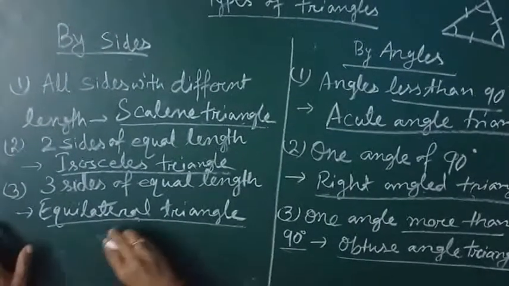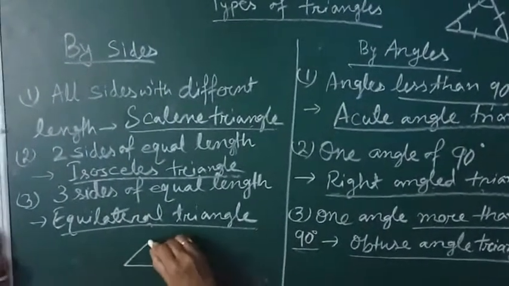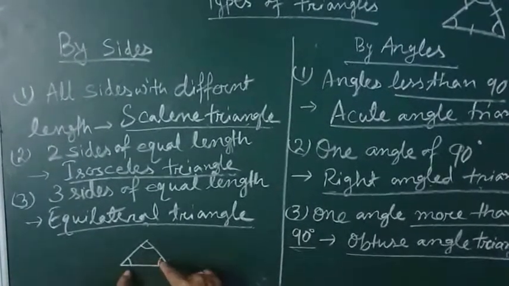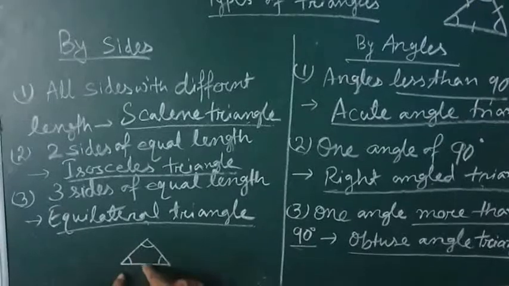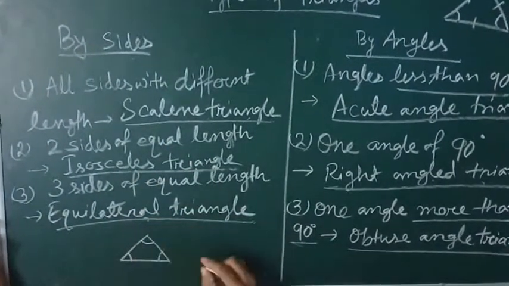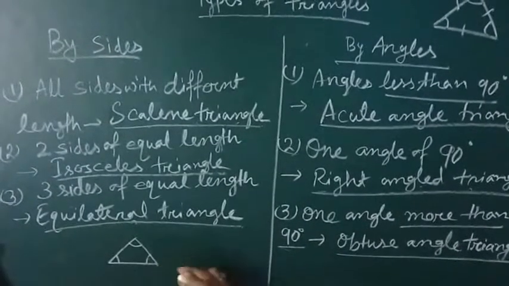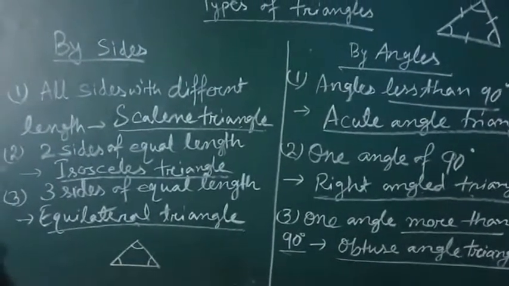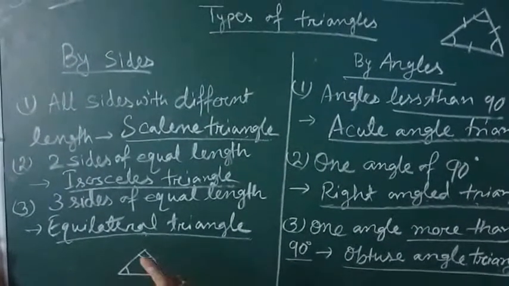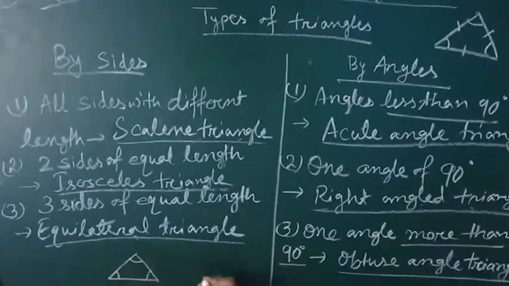Yes. Now if I am talking about a triangle where all the sides are of different length and all the angles are less than 90 degrees, what type of triangle will it be? Yes, it will be an acute scalene triangle. Acute angle, and scalene because all the sides are unequal, that is, not equal in length. So it is an acute angle scalene triangle.